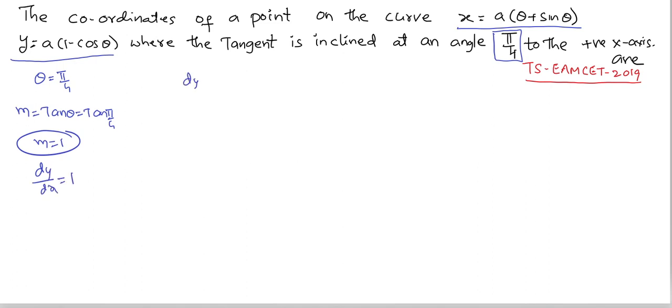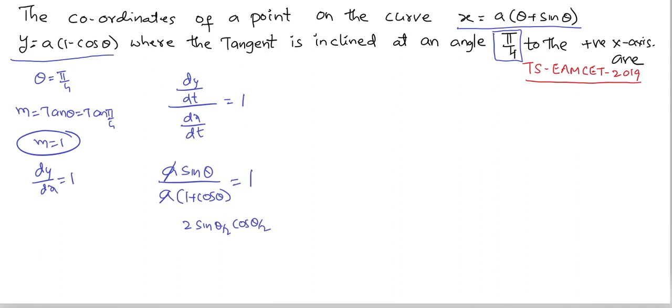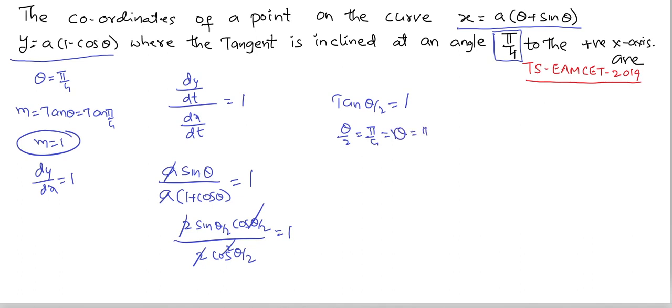So dy/dx means (dy/dt)/(dx/dt), and this is equal to 1. The derivative of y, a(1 − cos θ), is a sin θ, divided by a(1 + cos θ). The a cancels. sin θ is 2 sin(θ/2) cos(θ/2), divided by 1 + cos θ, that is 2 cos²(θ/2). The 2 cancels, and one cos(θ/2) cancels. So tan(θ/2) is equal to 1, so θ/2 is equal to π/4. So θ is equal to π/2.